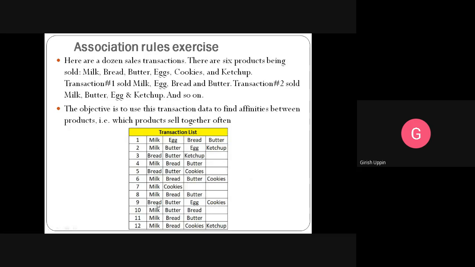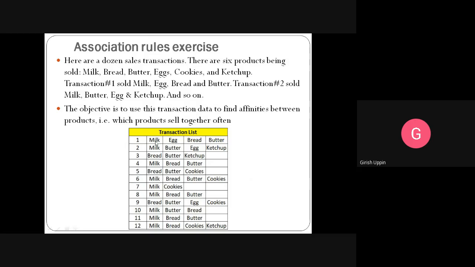So first we are going to select only one item out of that list. Whatever items we have, we are going to check only one item. We are going to say there are six different items, right? We are going to list 6 items, and we will count in how many transactions they have been bought.